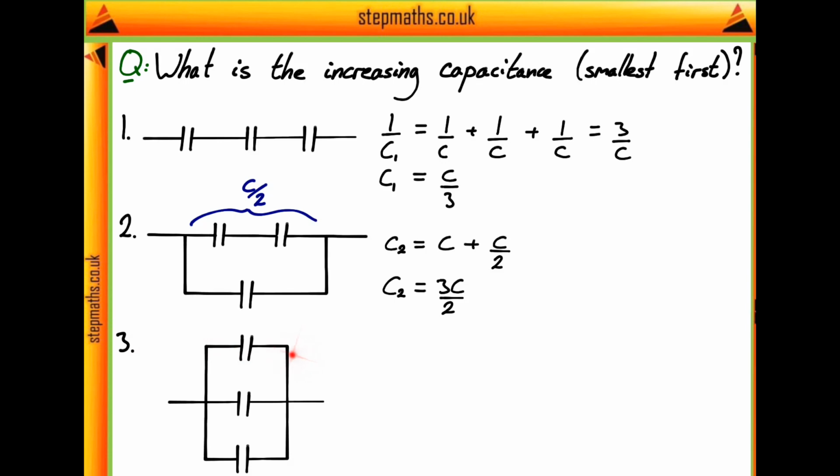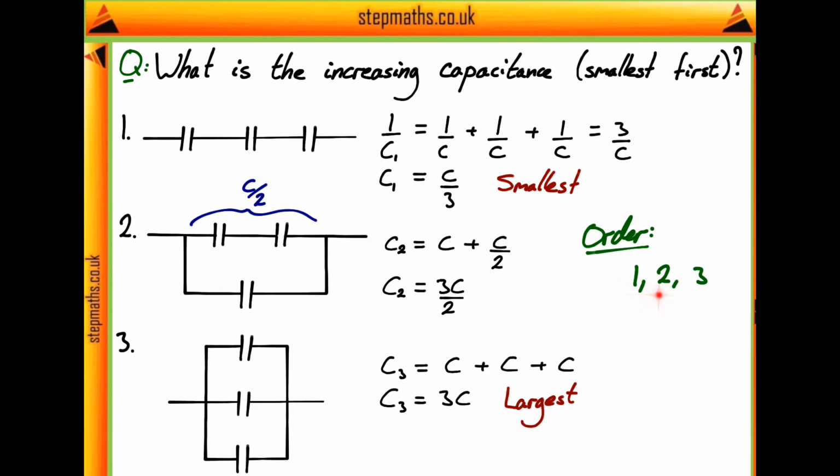Finally, in the third one, we have three different capacitors in parallel, so we just do the opposite of what we do with resistors and we just add them, whereas with resistors, we'd of course add the reciprocals. This gives a final capacitance for the third configuration of 3C. Therefore, the first one is going to be the smallest, and the bottom one is going to be the largest. So the order is 1, 2, 3, which corresponds to answer D given in the question.